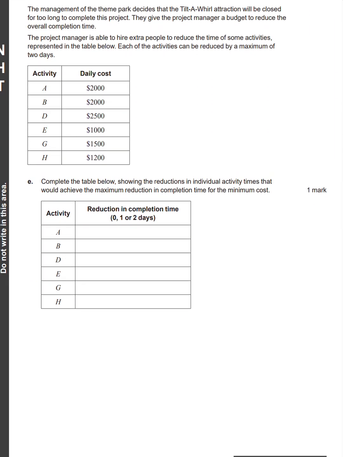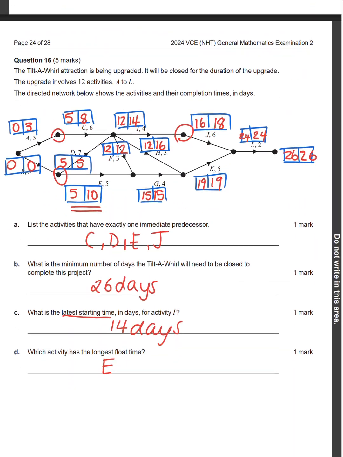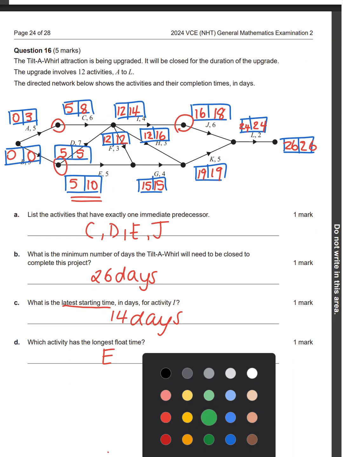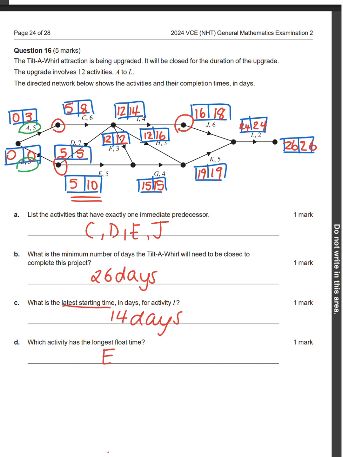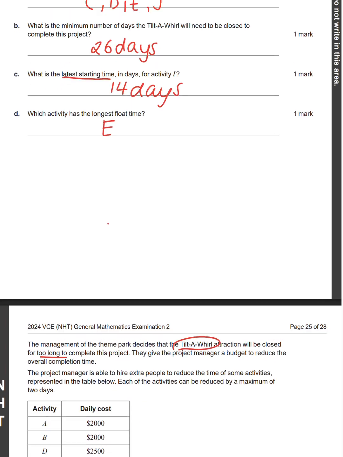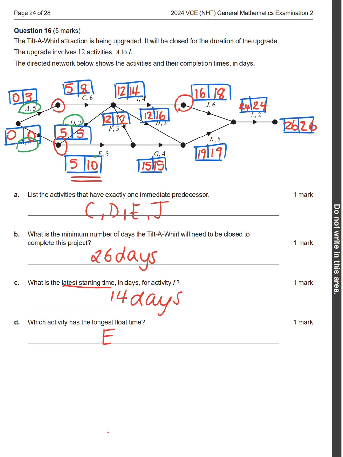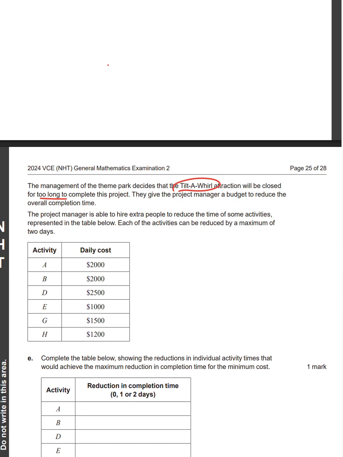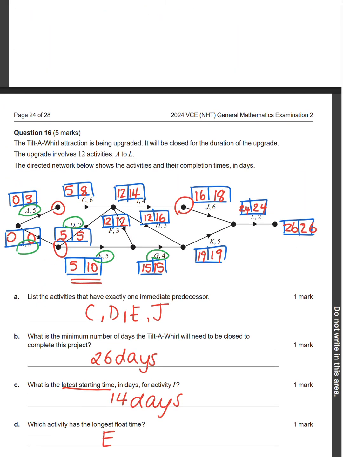All right, crashing. So the management of the theme park decides that the tilt-a-whirl attraction will be closed for too long. They give the project manager budget to reduce the completion time. So the project manager is able to hire extra people to reduce the time of these activities. So we can only reduce A, B, D, E, G, and H. So I'm just going to color those ones in.